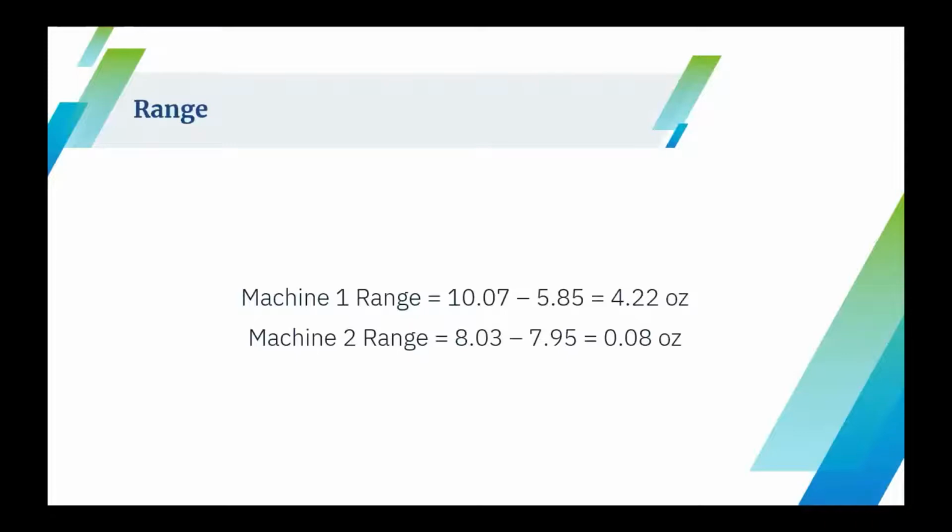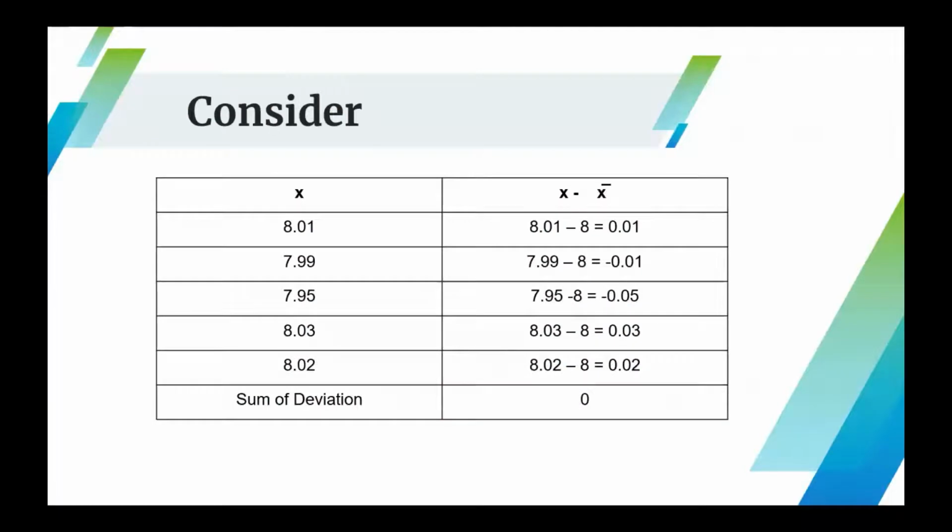Let's try finding the range of the number of ounces dispensed by machine 2. The greatest value of ounces dispensed by machine 2 is 8.03, while the least is 7.95. To get the range, we subtract the minimum value from the maximum value. Hence, 8.03 minus 7.95 is 0.08. Now, let us consider this table.